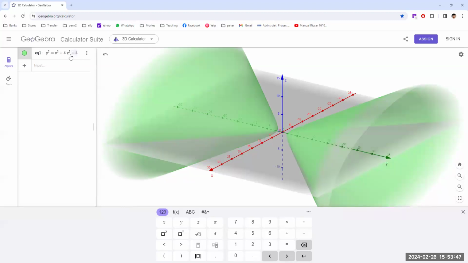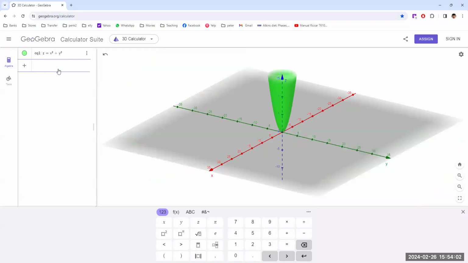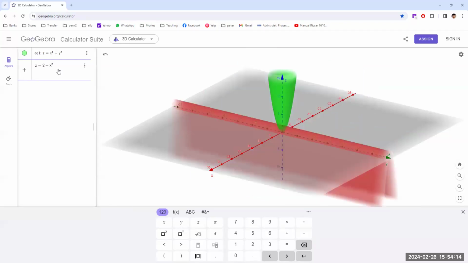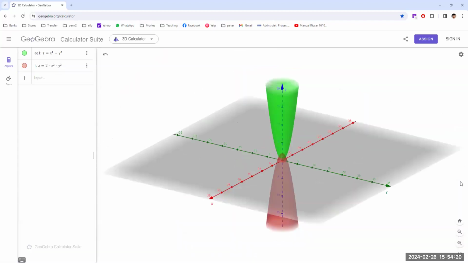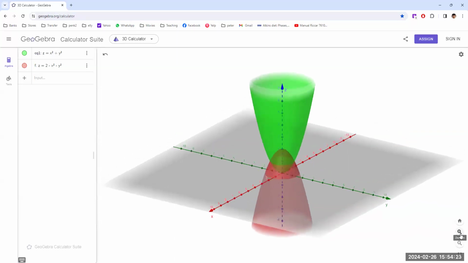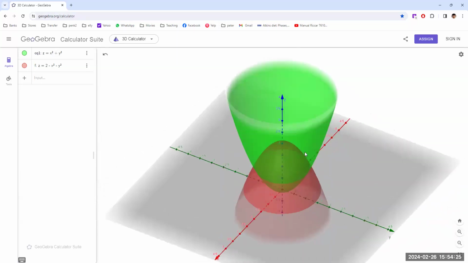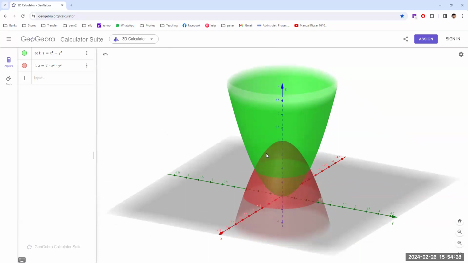Number 42, we basically have two equations here. z equals x squared plus y squared. Okay, and then in the second equation, z equals 2 minus x squared minus y squared. Okay, let's zoom in so that we can see better. You see the intersection is actually a circle, right? Can you see that? The intersection is actually a circle.